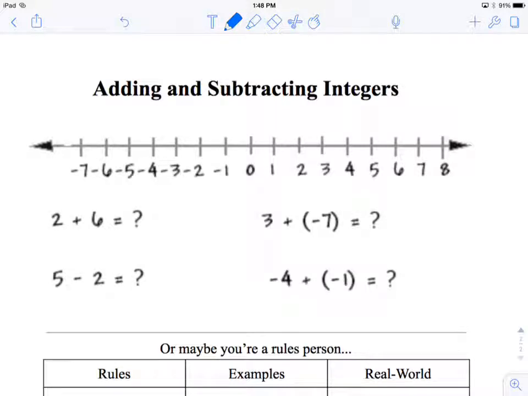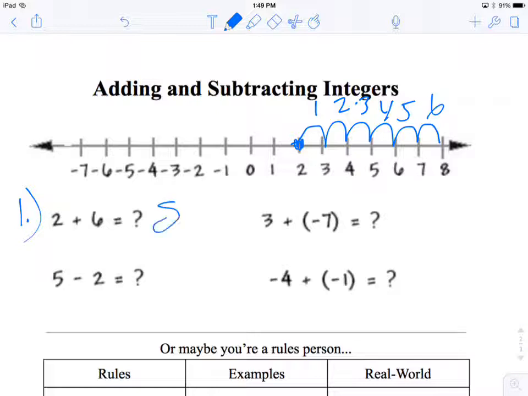So I'm going to take my blue. I'm going to start here at number 2 on the number line, as we're doing number 1. And we're going to do 2 plus 6. Well, we've done this before many times. You probably know that it's 8, but we can use our number line. So we'll go over 1, 2, 3, 4, 5, 6. Let me erase my extra part. 1, 2, 3, 4, 5, 6. So I got 8. So my answer is 8.